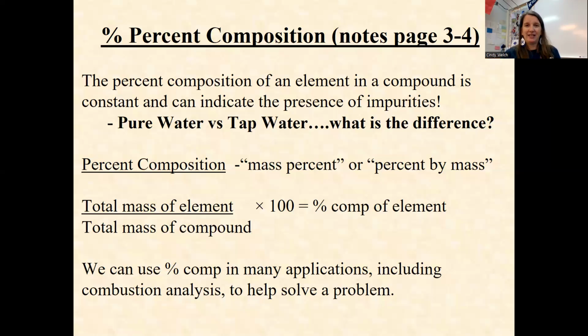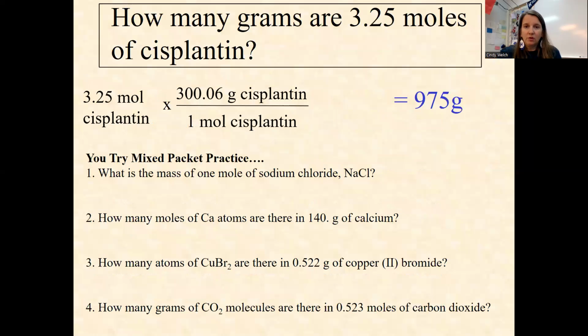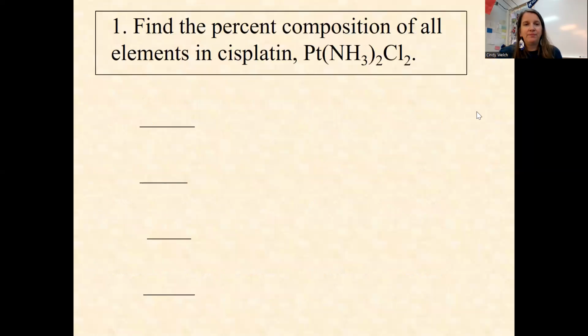You're always going to take the total mass of the element, so multiplying that molar mass by any subscript from the formula, you're going to divide it by the total molar mass of the compound, times it by 100 to get it into percent form.